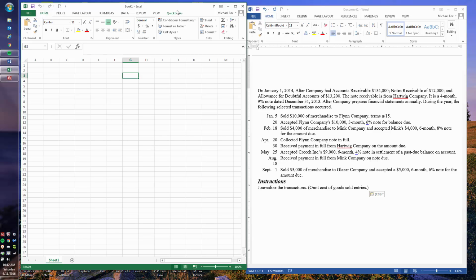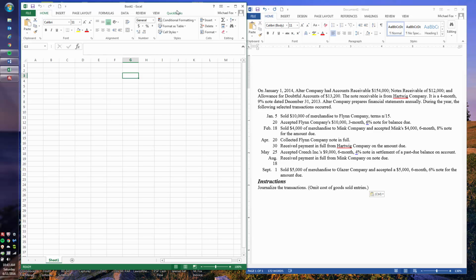This is problem 8-6. This is the B version. The one in your homework is the A version, so it should be very similar. Let's just start the problem. On January 1st, 2014, Alter Company had accounts receivable of $154,000.